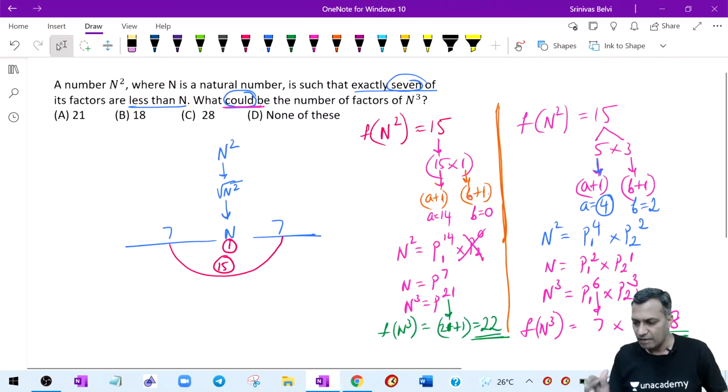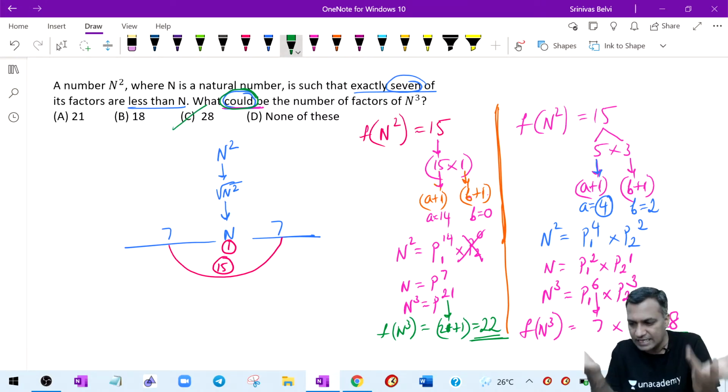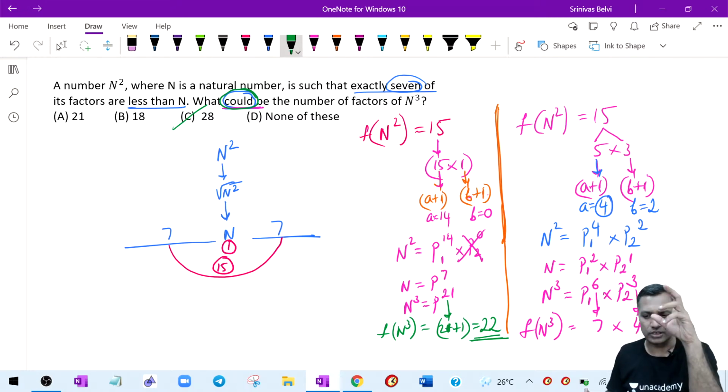Therefore, the author said, which of the following could be? Could be is nothing but which of the following could be? I would rather say 28 is already there. Therefore, 28 is the preferred answer. Hang on. Now, let me explain. Why didn't I do this in the previous question? That is the doubt you get.